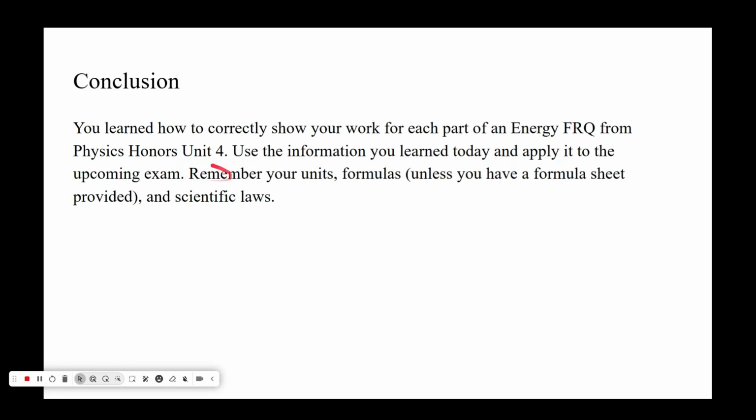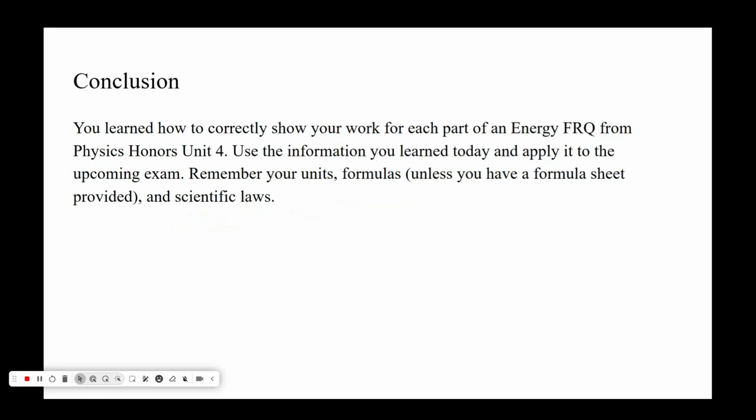I want to stress that you need to remember your units. Remember your formulas. Obviously, we will have a formula sheet, so know how to derive formulas, solve for different variables, and remember your scientific laws, specifically the law of conservation of energy. And finally, this is not stated, but know how to use your calculator.